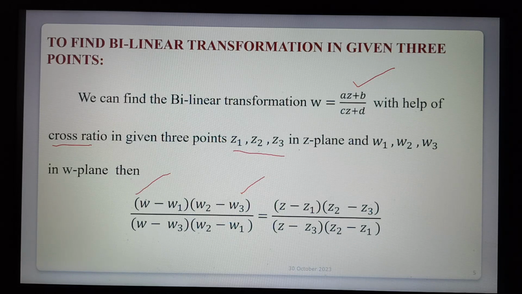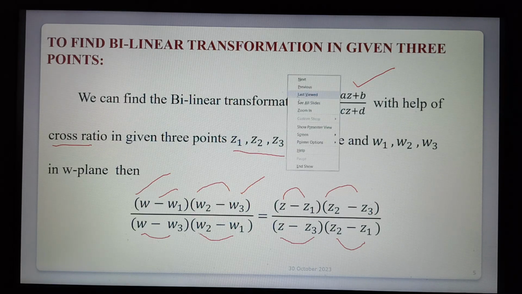Look, there we are taking w in place of w4 and z in place of z4, okay. (w minus w1) into (w2 minus w3) by (w minus w3) into (w2 minus w1). Similarly in z4's place, (z minus z1) into (z2 minus z3) by (z minus z3) into (z2 minus z1). So using this formula to find the bilinear transformation, okay.